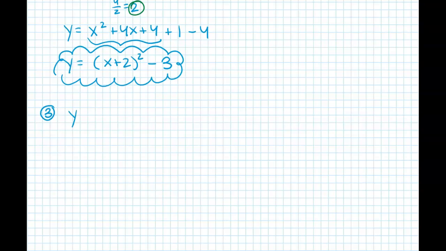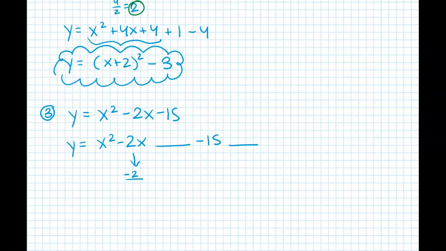For the third one, let's do y equals x squared minus 2x minus 15. We have negatives, but we'll do it with the same general process. We'll take x squared minus 2x, put a space, put our minus 15, and put a space. Now negative 2 over 2 is negative 1. So we're going to put a plus negative 1 squared and a minus negative 1 squared.